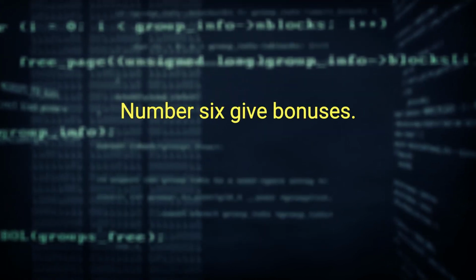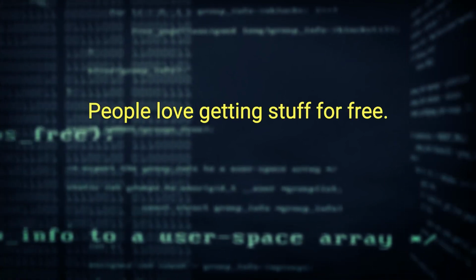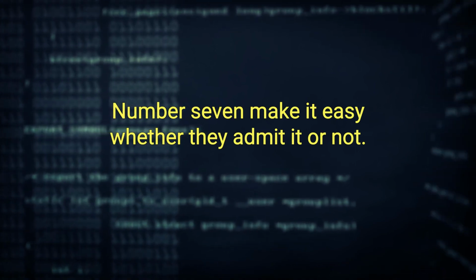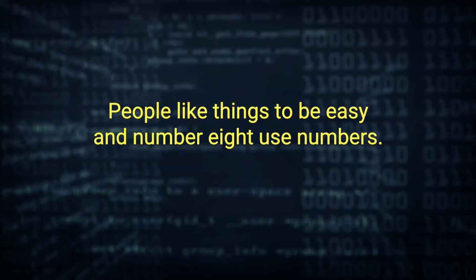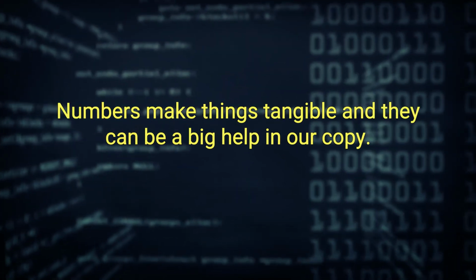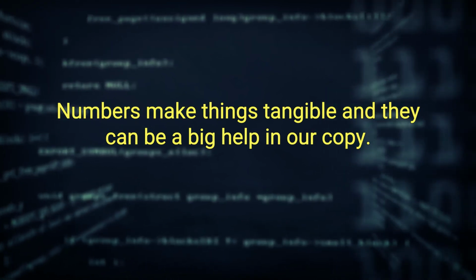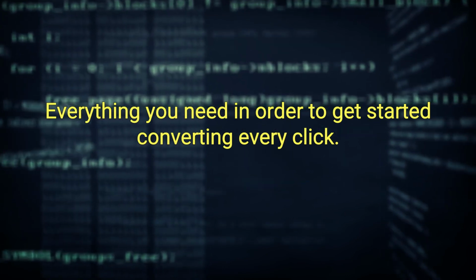Number 6. Give bonuses. People love getting stuff for free. Number 7. Make it easy. Whether they admit it or not, people like things to be easy. And number 8. Use numbers. Numbers make things tangible, and they can be a big help in our copy. So there you have it. Everything you need in order to get started converting every click.